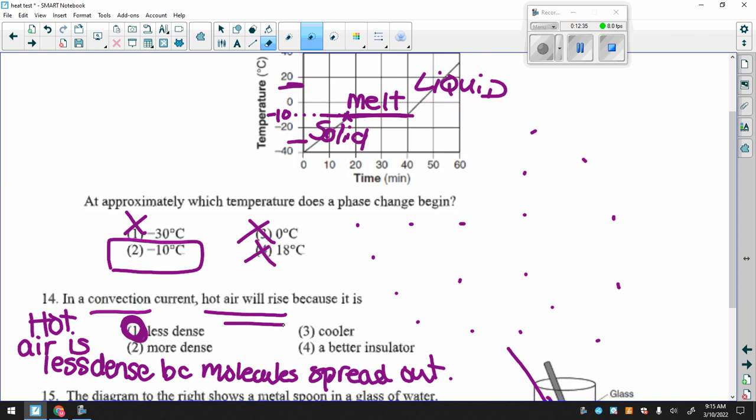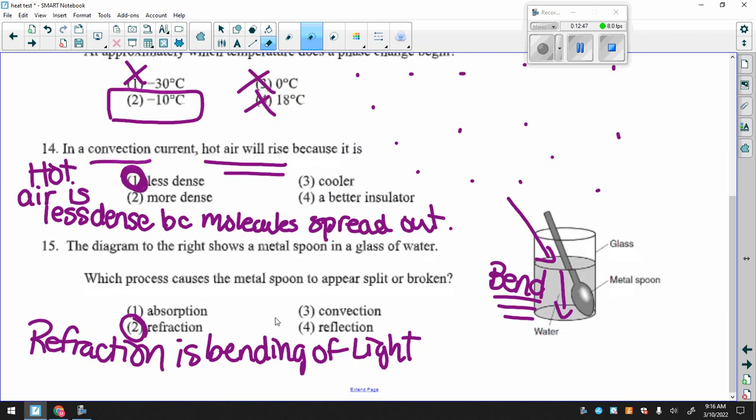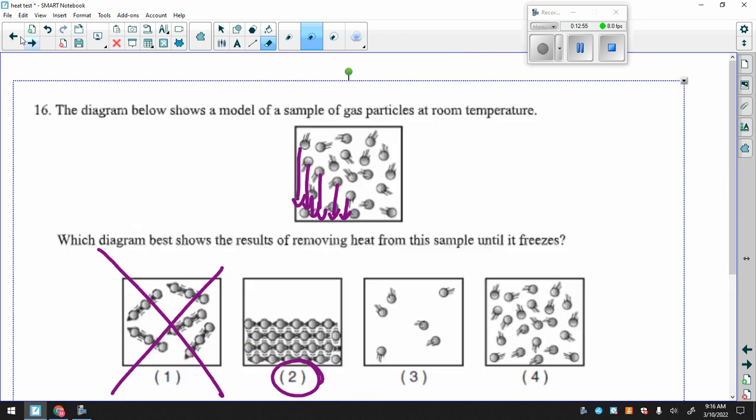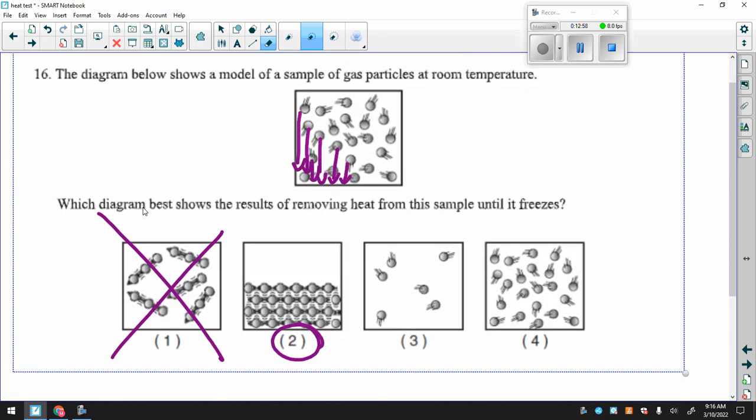How are we doing? Do we understand this? Is anybody upset with themselves because they didn't read the questions right? We're okay? All right. Number 15 was a waves question. Refraction is bending of light. I'm moving forward to 16. The diagram below shows a model of gas. Gas is moving fast. Christian, you need this one too.